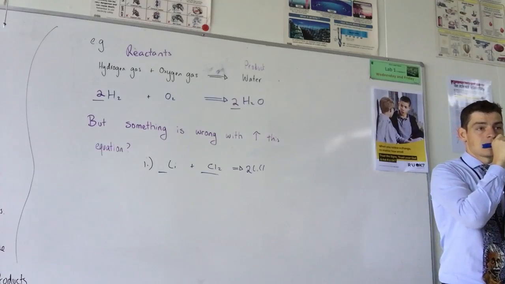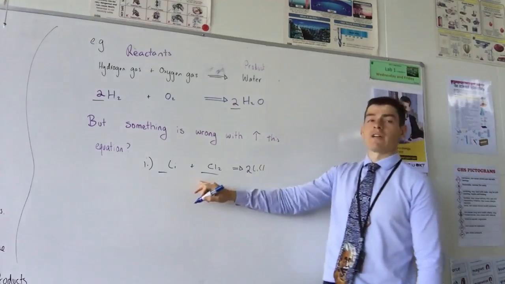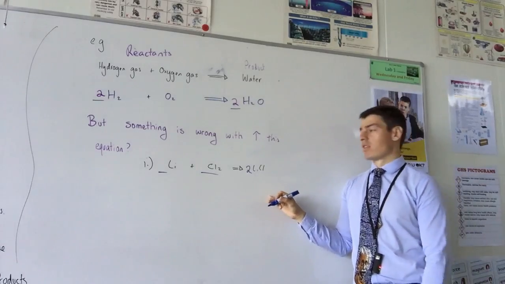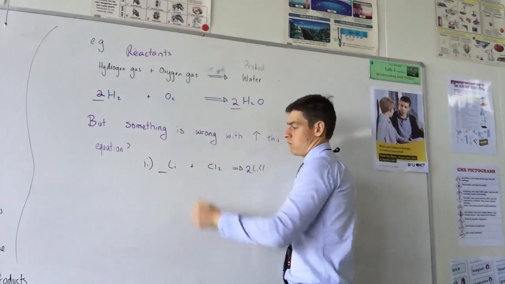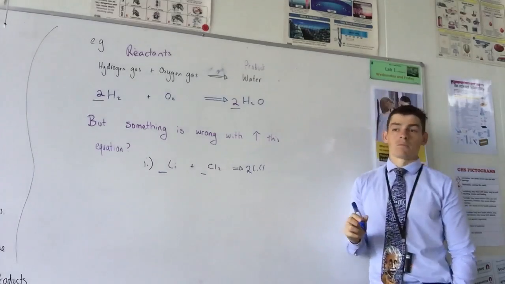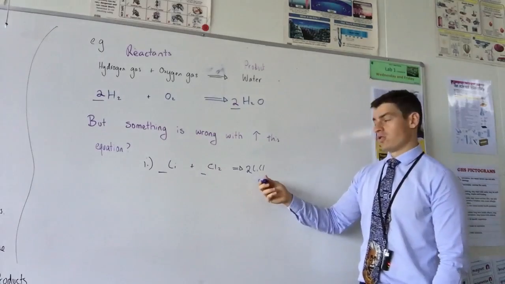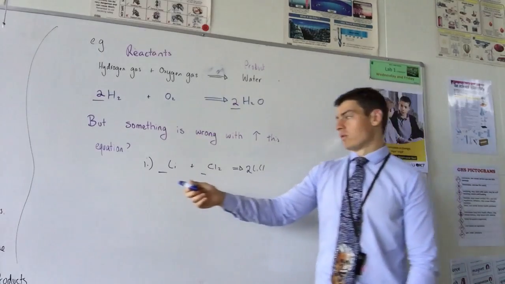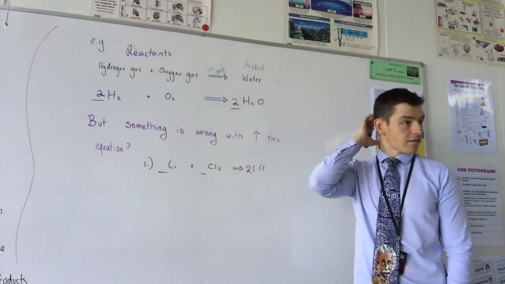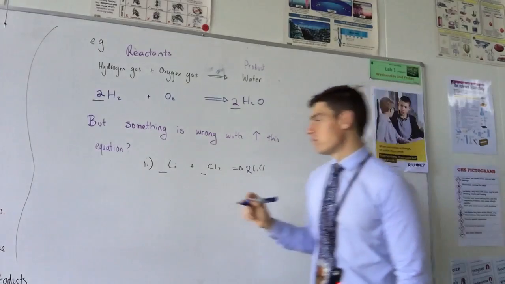Yeah, there's 4 chlorine items. Is it? There's 2 on the reactants, 2 on the products. Can anyone see a problem with that? Well, how many chlorine have I got? 2 and 2. How many lithium have I got? And? How can I fix that? Jack? Add.